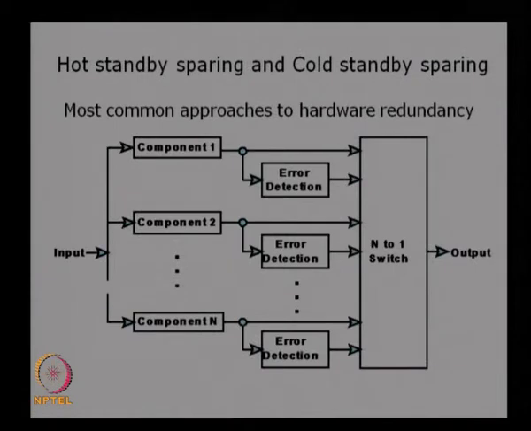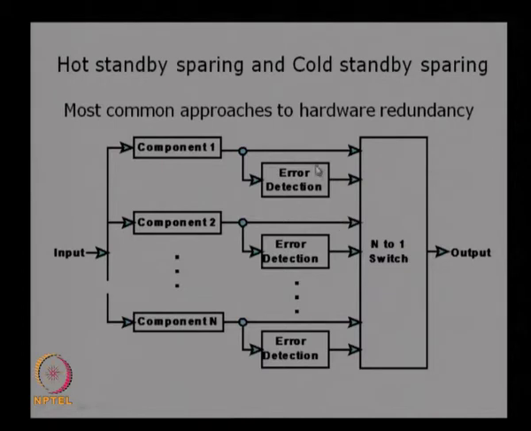So, these are the two common approaches in hardware redundancy. One is the hot standby and the other is cold standby. Both will physically appear to be the same. There is not much of a difference in the way that it is implemented. The main difference in their functioning is that in hot standby, all the spare components are in the active mode, but in the cold standby they are not in the active mode, they need to be activated depending on the needs. That is the main difference between the hot standby and cold standby sparing method.